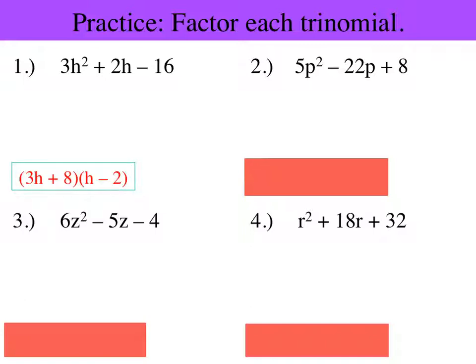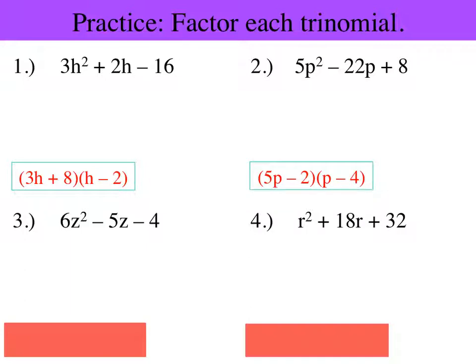Okay, so the first one should have been 3h plus 8 times h minus 2. The second one should have been 5p minus 2 times p minus 4.